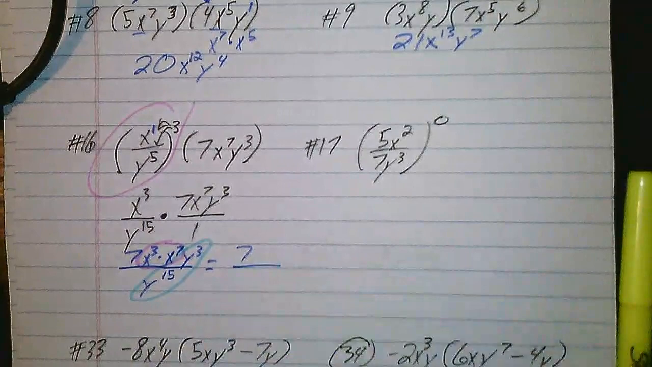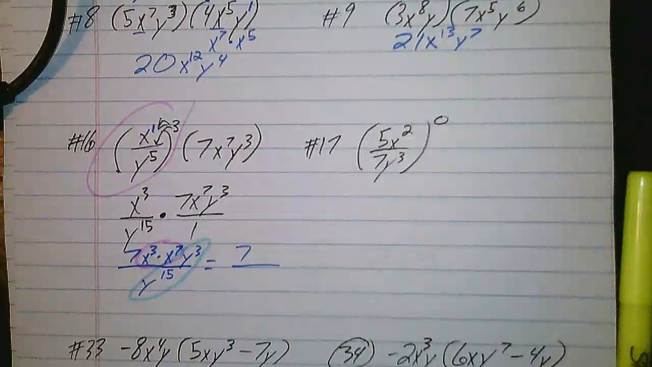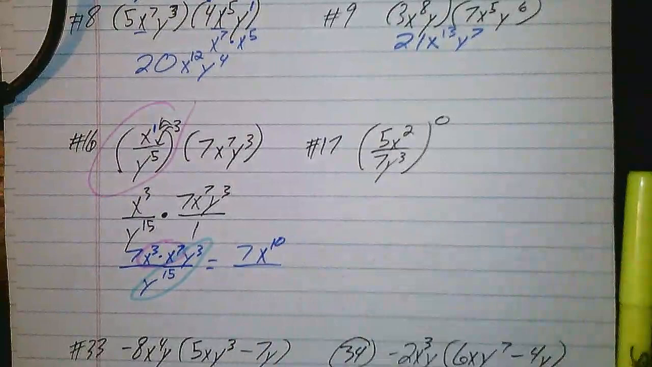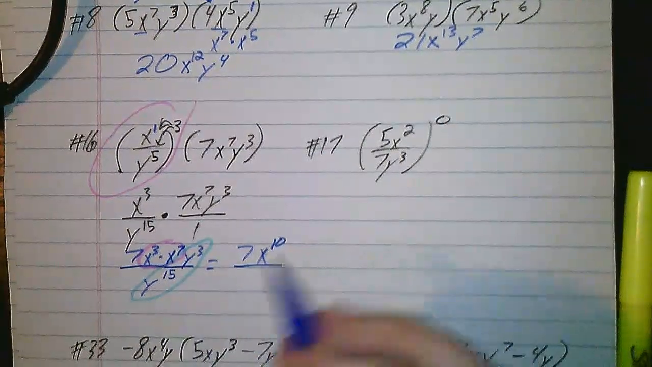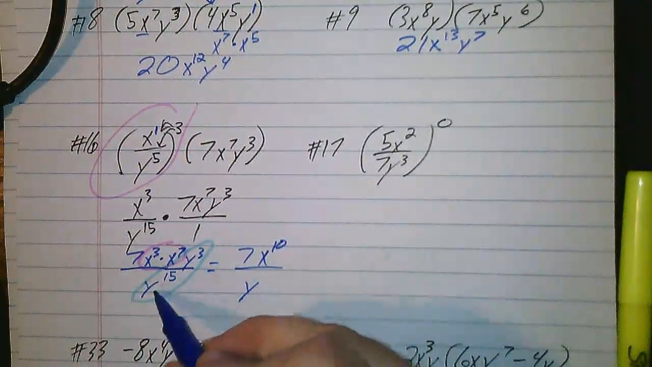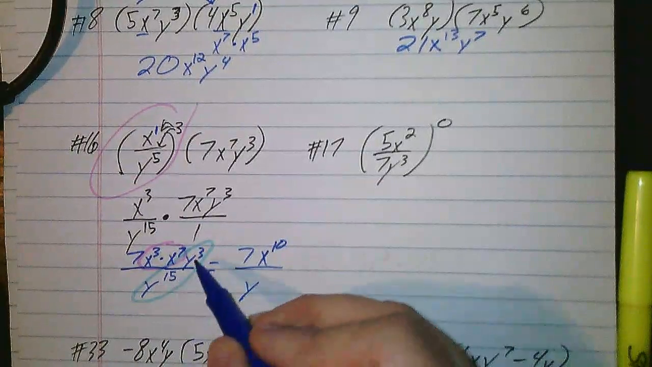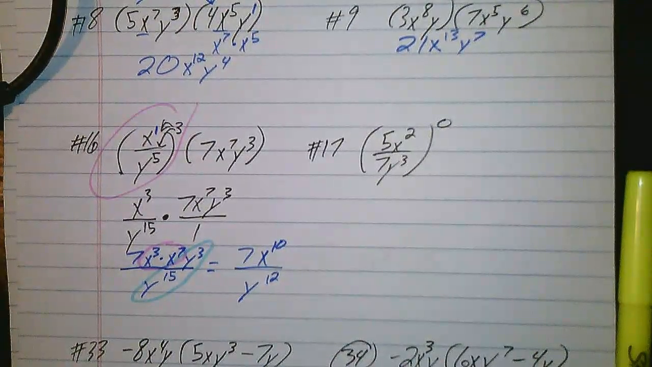So the 7 just stays on top. There's nothing to reduce that with, no other coefficient. X cubed times x to the 7th, we add those exponents. And then this is where I say, where do you have more y's, top or bottom? There are 15 y's being multiplied on bottom. And so when we're dividing with the same base, we subtract the exponents. And now there's nothing left to combine, and we're done.